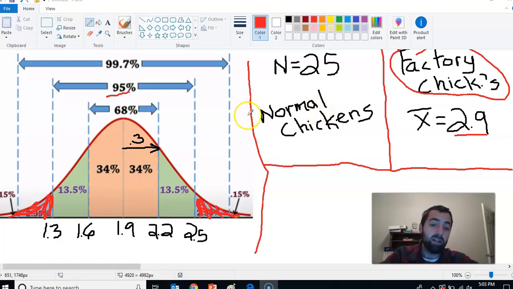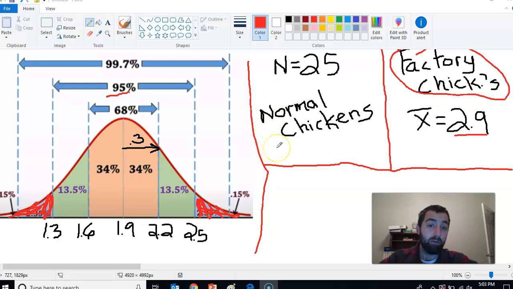And so we used the sampling distribution to see if there's a very low probability of getting a sample of chickens from the population of normal chickens. Remember, this sampling distribution here is derived from the normal chicken population. And we want to know if the factory chickens fit right in with that normal chicken population.